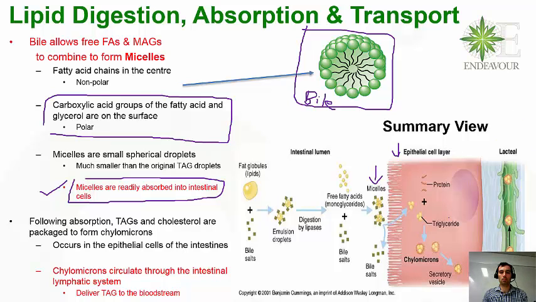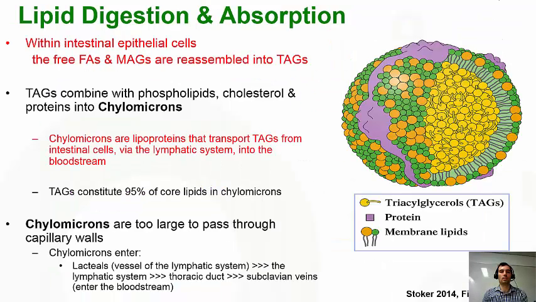So once we've got these micelle cells inside the epithelium of the small intestine, these are packaged into what we call chylomicrons. And it's through these chylomicrons that we can actually enter the lymphatic system, which is what we see here in the green. So the lacteal will link in with the lymphatic system, and from there we can deliver the triacylglycerols into the bloodstream. There's a little bit more detail here about this process.